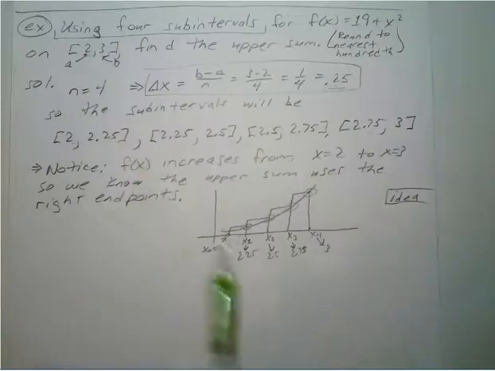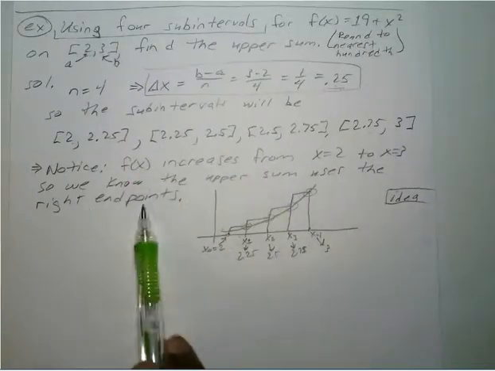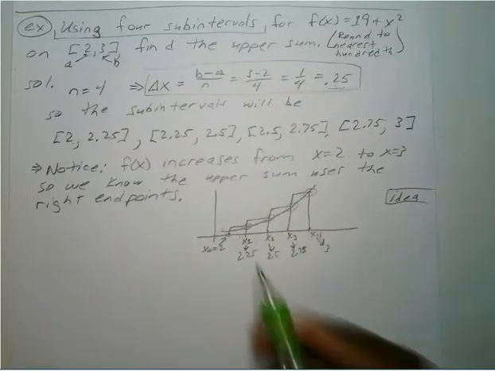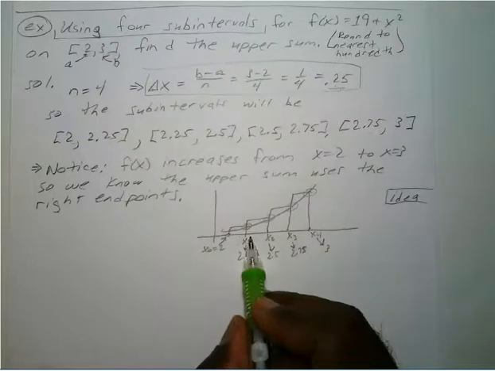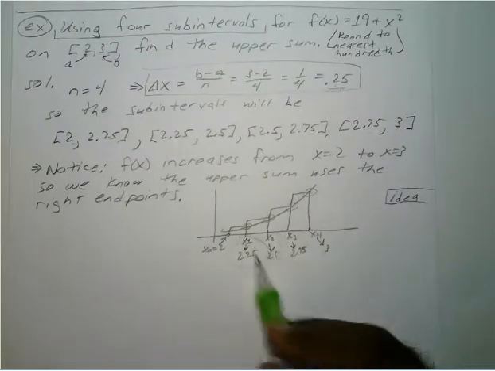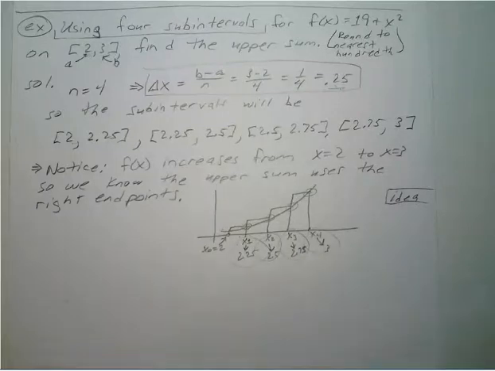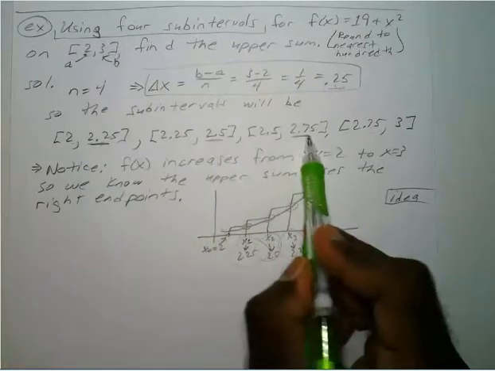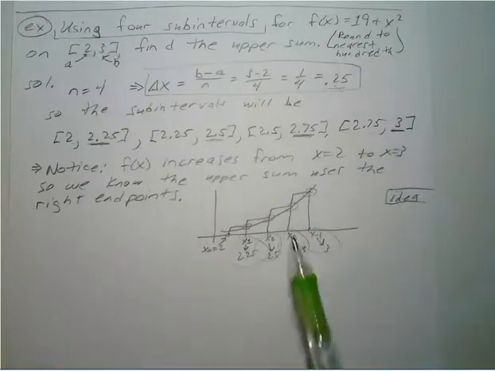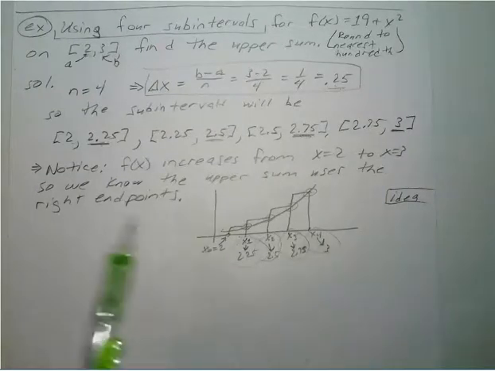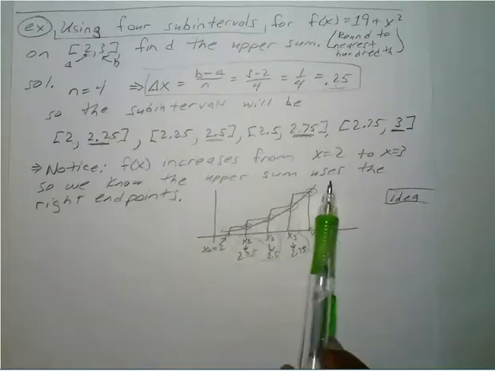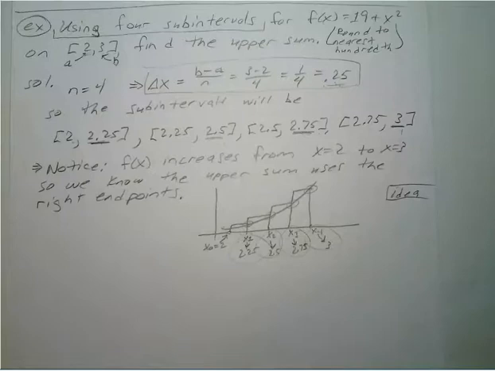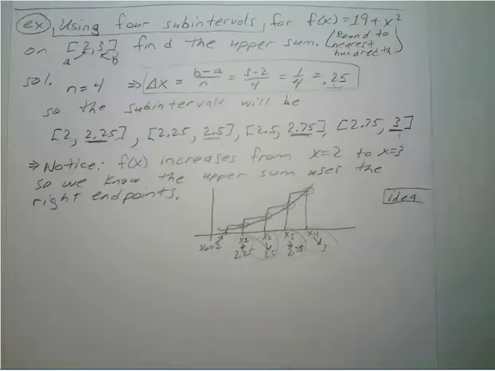We know we're not starting at the left, we're starting just where the right endpoints intersect the graph. So we're starting at 2.25, 2.5, 2.75, and 3. Or you could just look at your subintervals, 2.25, 2.5, 2.75, and 3. That's why the graph isn't necessary, because as soon as you know you're going to be using the right endpoints for an increasing graph to find your upper sum, you just have to identify those right endpoints. Those are the values you're going to be plugging in.